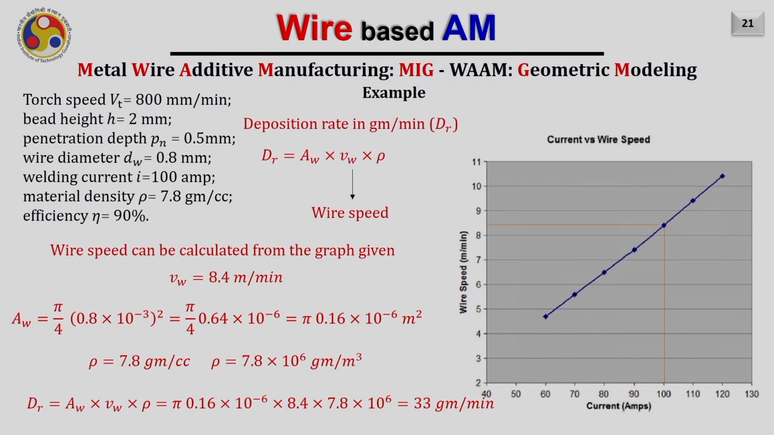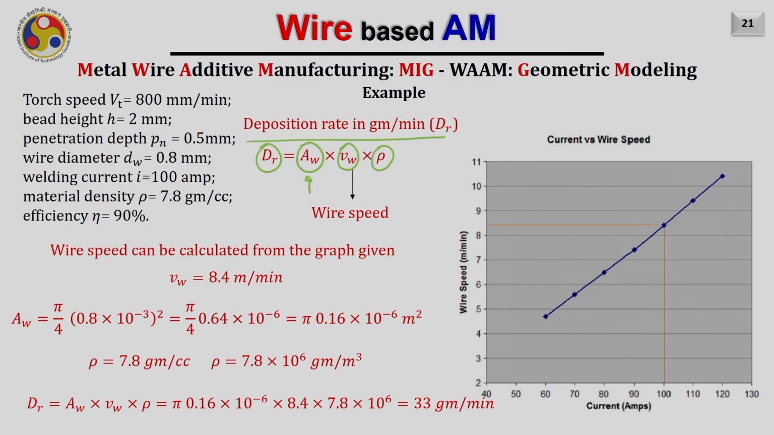Now, let us first find out the deposition rate. The deposition rate can be found in 2 ways, either from the wire side or from the deposited bead side. If we are considering the wire side, the deposition rate, DR, I am writing, will be equal to the cross sectional area of the wire multiplied by the speed of the wire by which it is coming out of the nozzle, into the density of the wire.